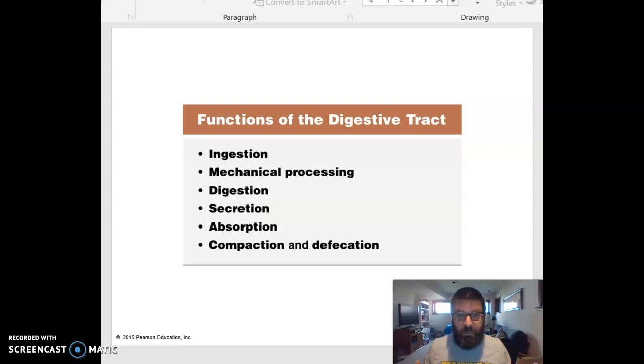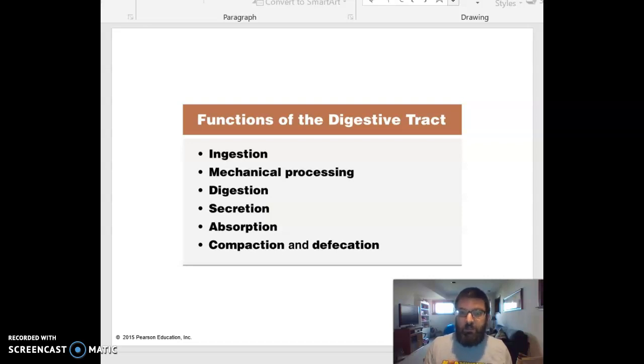So this is a chemical reaction. This is different than mechanical processing. To break chemical bonds, you need a chemical reaction to go forward, and that requires enzymes. So whenever we talk about enzymes, we are talking about chemical digestion. You also have a lot of secretion going on in your digestive system. That secretion could be enzymes, right? So enzymes are a big part of what we secrete, but we also secrete hydrochloric acid in your stomach.